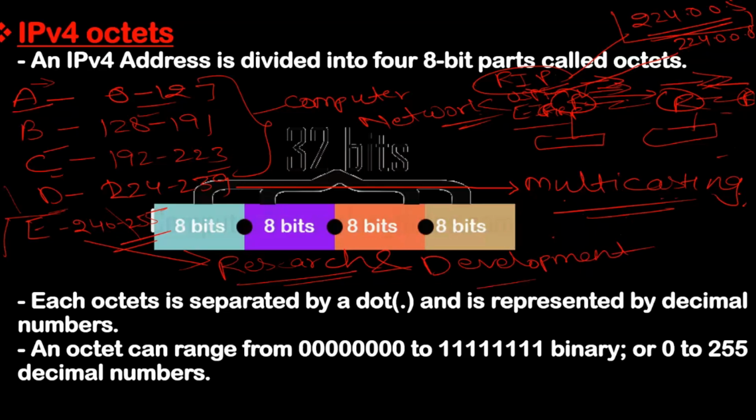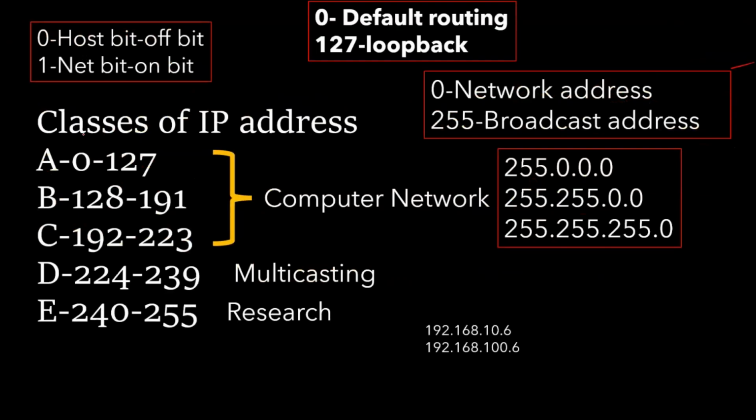That means this type of IP is not available over the internet and in any computer network also. So there, this type of IP address is used. Now you can see here, we have these classes, class A, B, C, D, E. Class A, B, C is reserved for computer network. Class D reserved for multicasting. Class E reserved for research. And here we have 0 and 127 reserved for the default routing and for loopback. We have one more thing, 0 and 255.